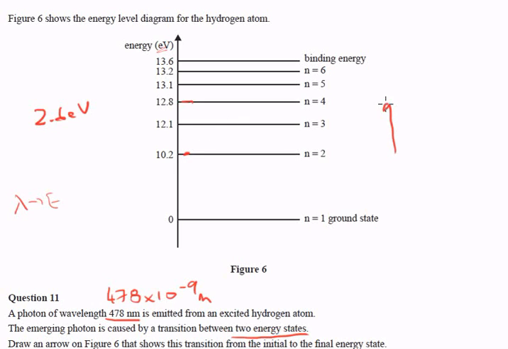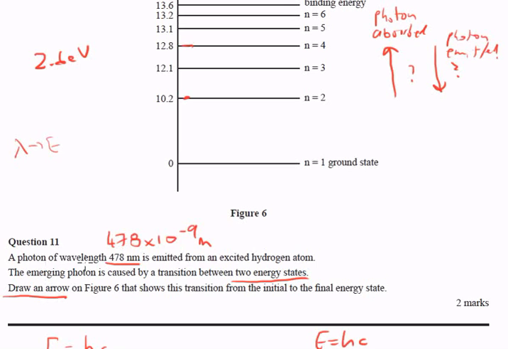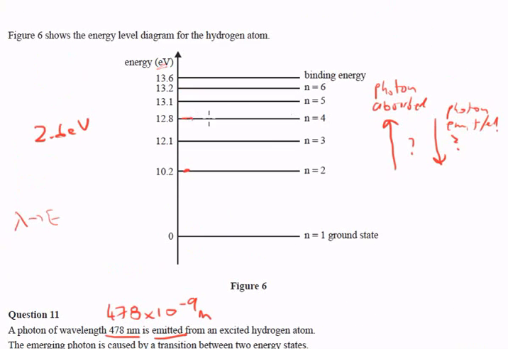So now do we draw our arrow as up, or do we draw our arrow as down? If it was up, it's because a photon's been absorbed. And if it was down, it's because the photon is being emitted. Now in this case, a photon is emitted. Right. So we're drawing our arrow from here to here, and it's down.